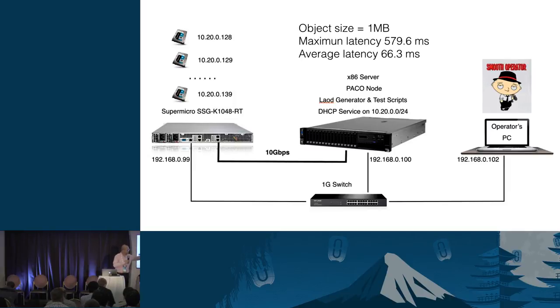One PACO node can connect to several connected boards. In this test we only use one of them, but actually it can connect to several, usually 5 or even 10 of them, depending on your use case and your workloads. We use a benchmark tool, also running on this server, to generate loads that obey the Poisson distribution. I can show a demo here.